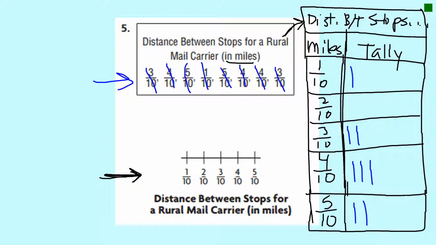All right, now let's create the line plot. So 1/10, 1x, 2/10 gets nothing. 3/10, boom, boom. Okay, 4/10, a 1, a 2, a 3, and 5/10. Ta-da! Let me read the directions and make sure we finished everything. Make a tally table, check. And make a line plot. Check. Fantastic job, guys. All right, let's keep going.